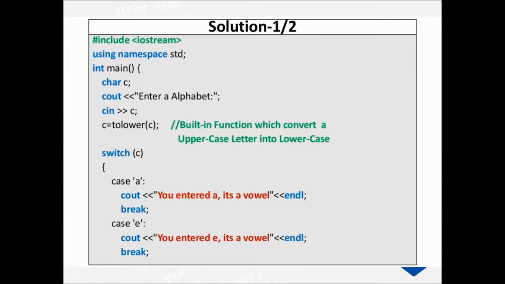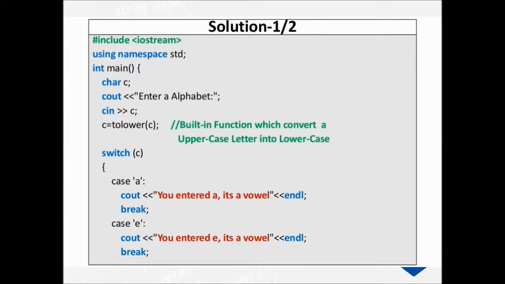So first case is A. For the first vowel, case A means we match this A with the entered alphabet which is stored in variable c. If A matches with the entered alphabet, then it prints the output "You entered A, it's a vowel", and then we insert break because we want to exit from our case.